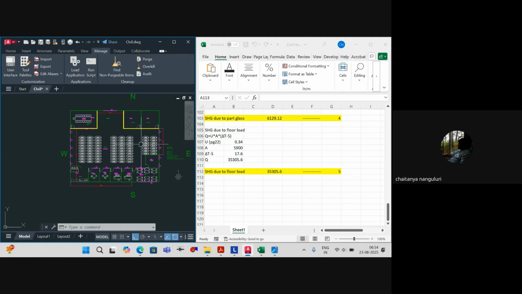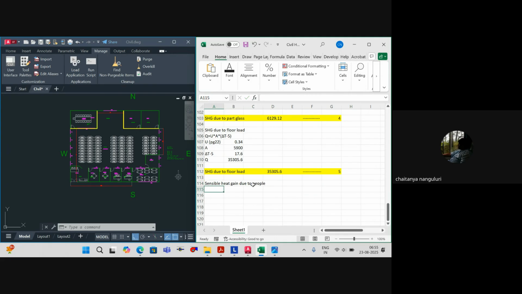Now, don't you think we have completed all the civil structures? Now, what do we have to calculate? Sensible heat gain due to people.